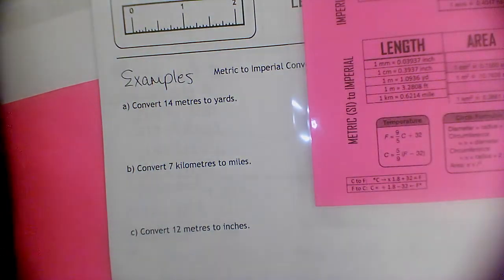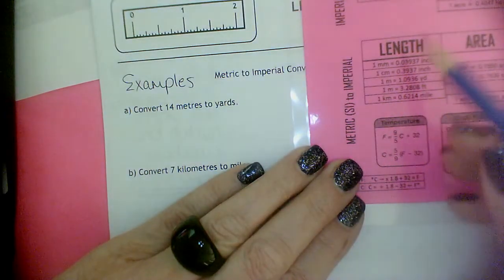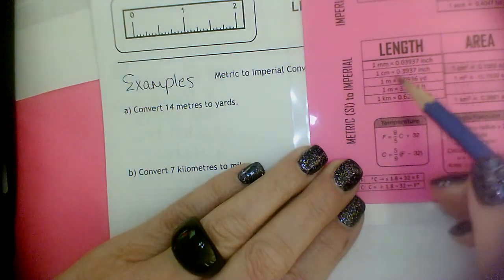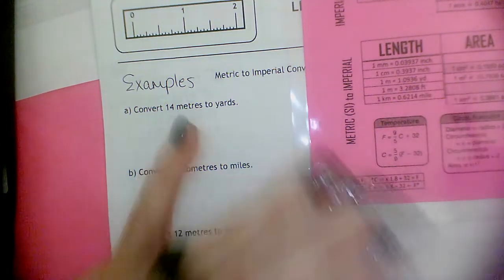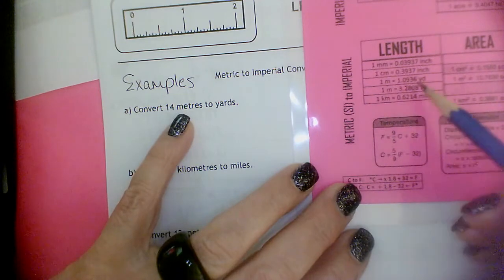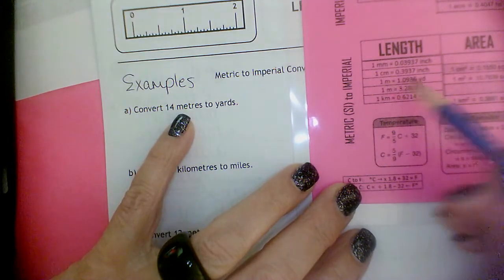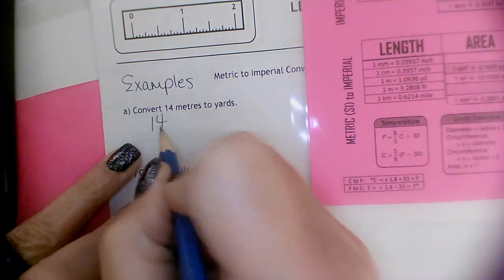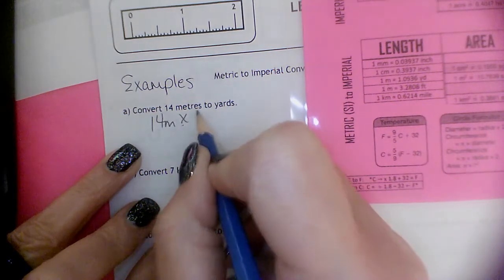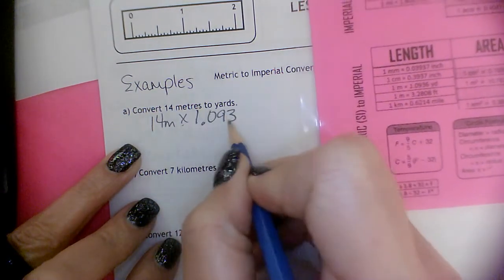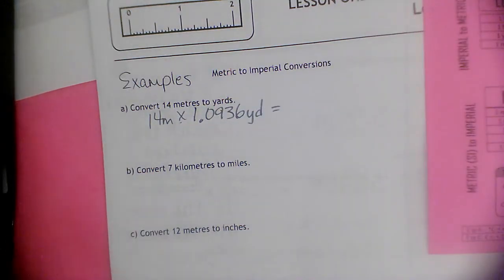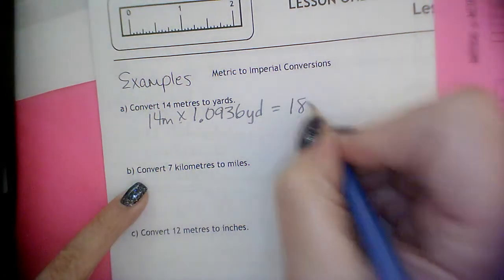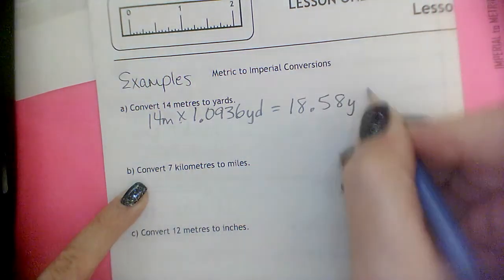So now I need to go meters to yards. This one has 5 different conversions. We've got a millimeter to an inch, and we have a centimeter to an inch. And we have a meter to a yard. Oh, I've got it directly. 14 meters times by 1.0936 yards. 14 times 1.0936 gives me 18.58 yards.